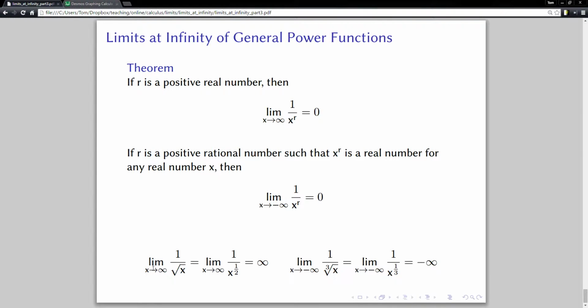Two examples of that would be the limit as x goes to infinity of 1 over square root x, which would be the same as 1 over x to the 1/2 power. That's a typo there, both of those should be 0. So this should be 0 here, and this should be 0 here.